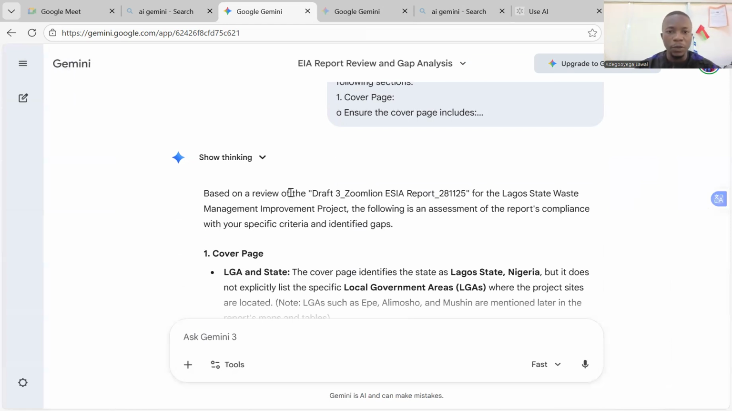So now, based on the review of the draft 3 of Zoom Lion ESIA report for the Lagos State Waste Management, the following is an assessment of the report compliance with your specific criteria and identified gaps. So this is the outcome of the review.